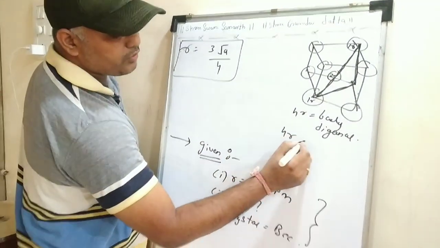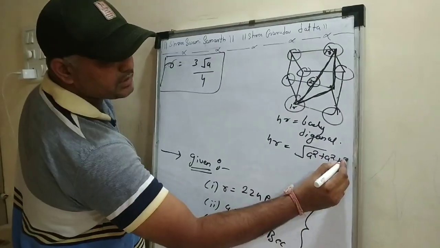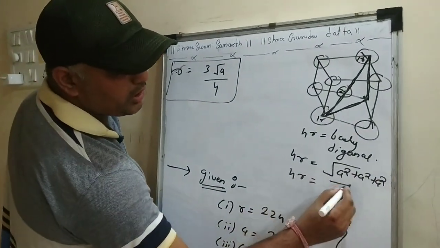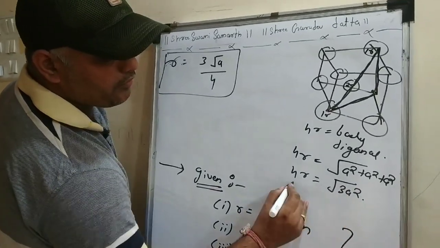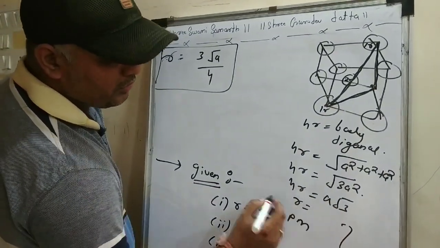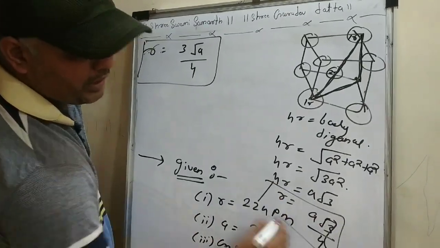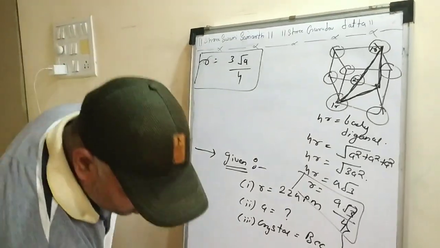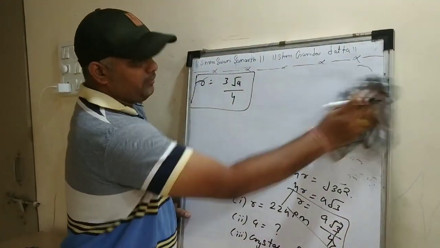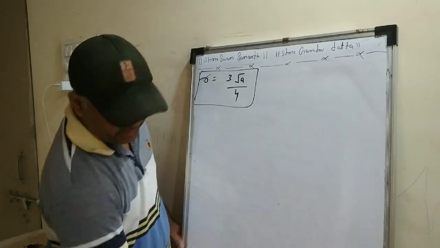So 4R is equal to under root of A square plus A square plus A square. 4R is equal to under root of 3A square. 4R is equal to A root 3. R is equal to A root 3 by 4. So this is how we calculated the value of radius. Okay, now let's move further. Now we know how to calculate the value of a radius.